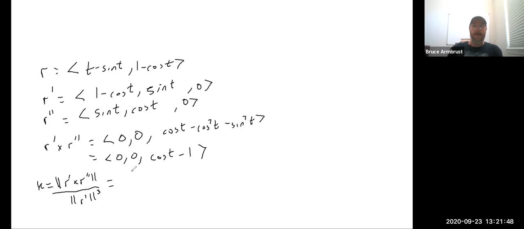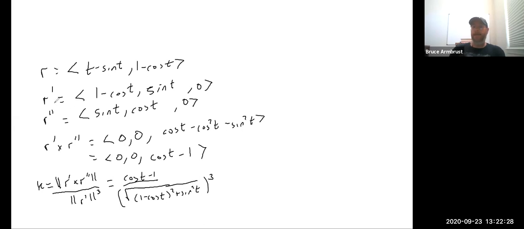So now this can be pretty fast, because the magnitude of r prime cross r double prime, since it just points in one direction, is just cosine t minus 1. And then the magnitude of r prime would be the square root of 1 minus cosine t squared plus sine squared, that we would then cube. Right, and we could simplify that down, obviously, and then go from there. But using the cross product curvature formula is much faster, I think, if you're given an r.